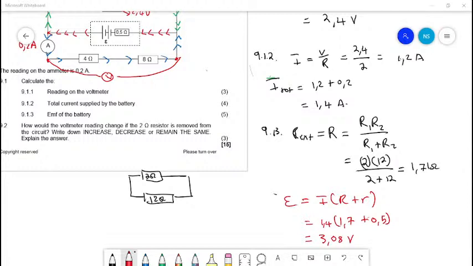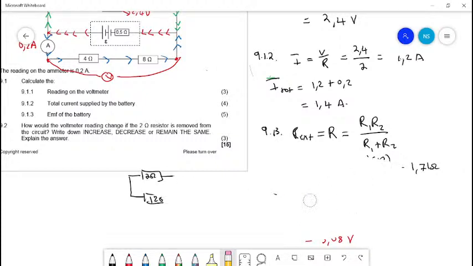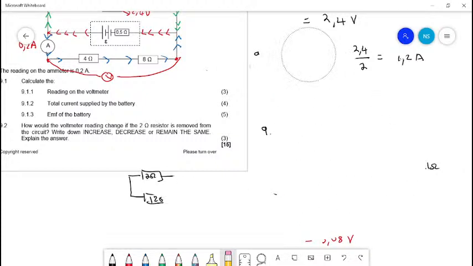You're making a change to the circuit, and the change is removing a resistor. So I'm going to show you how to answer these questions. To answer these questions, it's very simple. Let me erase what we wrote here. Guys, this is how you analyze these questions.